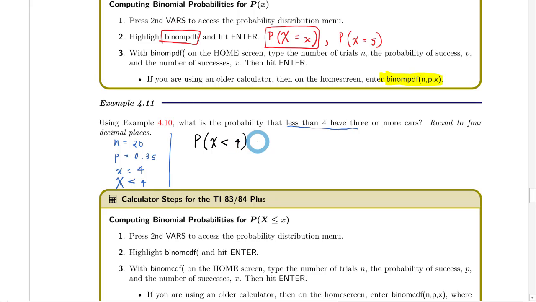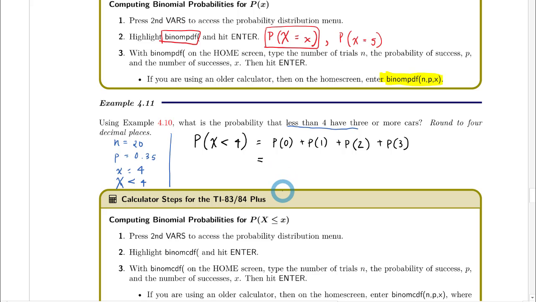So this means a couple of things, right? We could do the binomial PDF and find the probability that a household has no cars, plus the probability that has 1 car, plus the probability that has 2 cars, plus the probability that has 3 cars. Because remember, strictly less than means we don't include the 4. So we can go ahead and do a binomial PDF for each of these and then add them up. But don't work harder, work smarter.